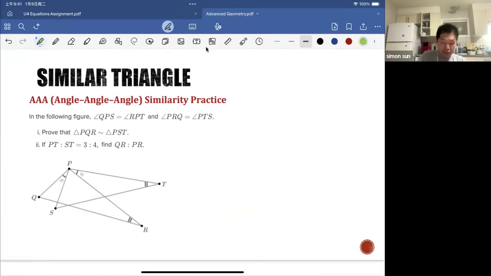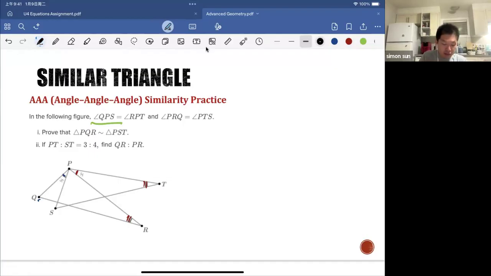Oh, this one? Actually, look here. We have QPS. This one is marked here, the angle X, and this one is also marked here. Those two angles are the same. And we also have this, those two angles are the same. Now, when you first look at this one, we have two angles that are the same, so we could definitely prove that those two triangles are similar.